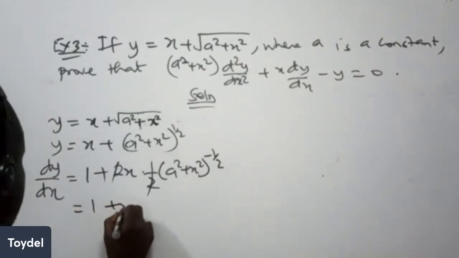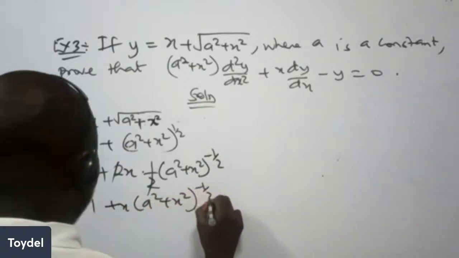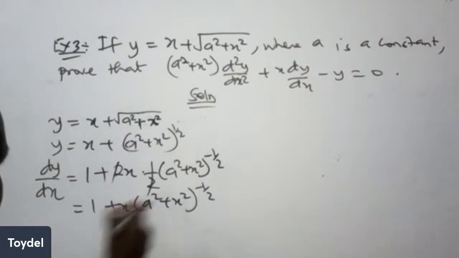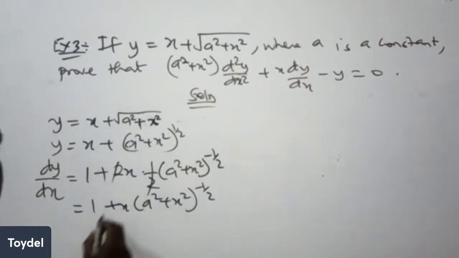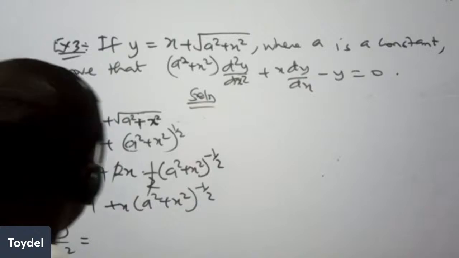I'll get (1 + x)(a² + s²)^(-1/2). That's what I'm going to get. So if I do that correctly, this is what I'm going to get. Then I'll go ahead and look for the second derivative, d²y/ds². So if I want to differentiate this the second time, then this is what I'll get.